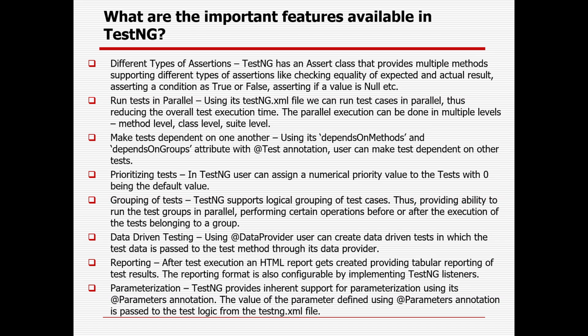Otherwise, your testing automation is not successful. So every aspect, wherever some validation is there, you need to validate it. You need to add some assertion point. So in TestNG, there are assertions available. TestNG has an Assert class which provides multiple methods supporting different types of assertion, like checking the equality of the expected and the actual result, and also checking true and false, and also in case null or not null is coming, you can do it.